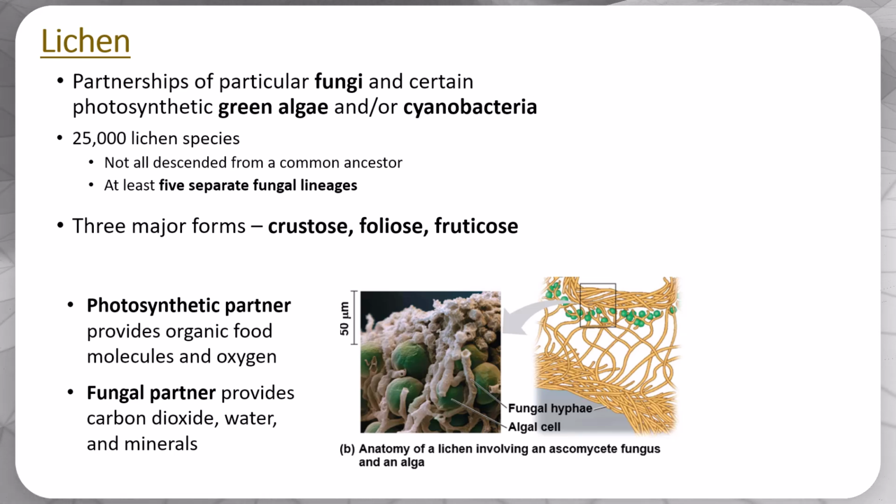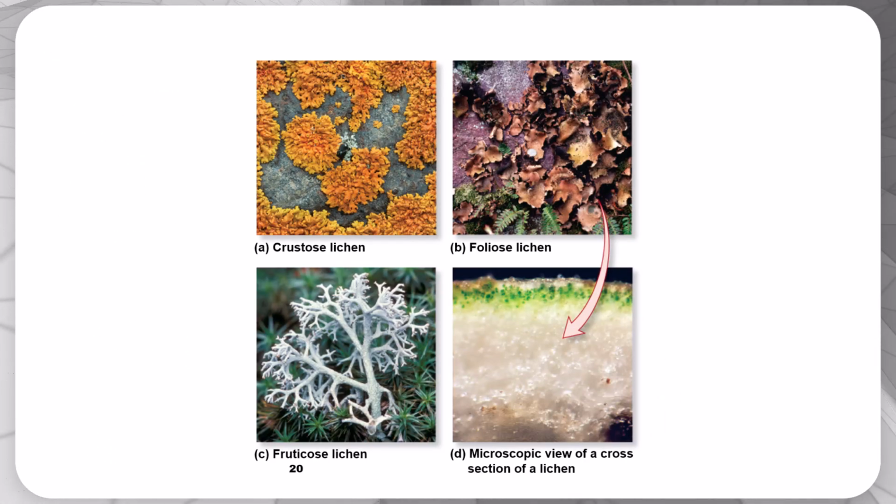And the photosynthetic partner, the green algae or cyanobacterium, provides organic molecules produced in photosynthesis and oxygen to the fungal partner. And the fungal partner increases the surface area and provides carbon dioxide, water, and minerals. So you may have seen lichen before. It's that crusty stuff that grows on rocks. So this form of lichen is called crustose lichen. Foliose is named because the lichen looks a little bit more leaf-like. And then fruticose, to me it looks kind of bushy. So that's fruticose lichen there.